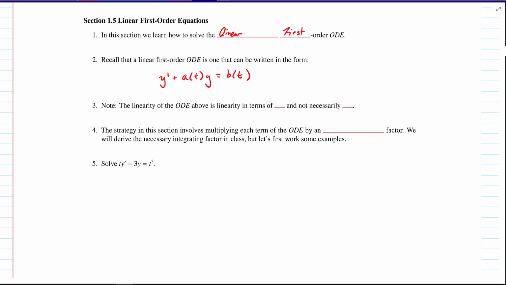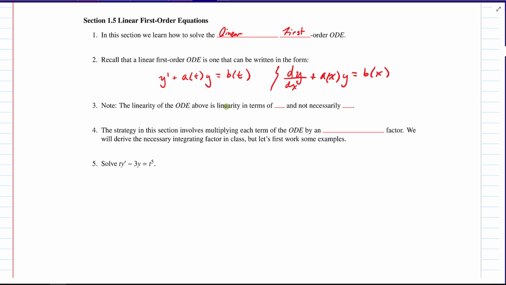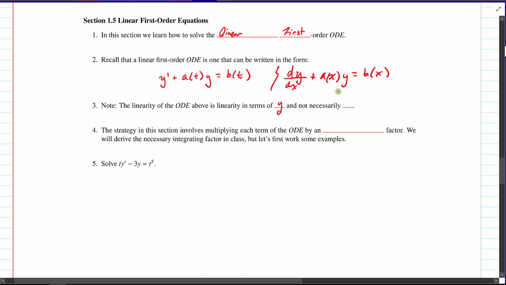Just as a reminder, these a of t's and b of t's don't need to be linear in terms of t. Or maybe I should have put this, if we're using x as our independent variable, we could write dy/dx is equal to a of x times y plus b of x. So here I've just replaced the independent variable with x instead of t. But anyway, when I talk about this being a linear ODE, I'm talking about the linearity in terms of y and not necessarily x or t. I'll put t here since that's how I first wrote this.